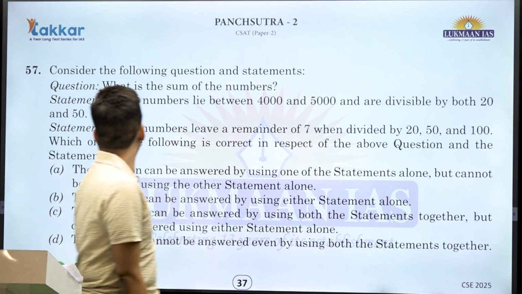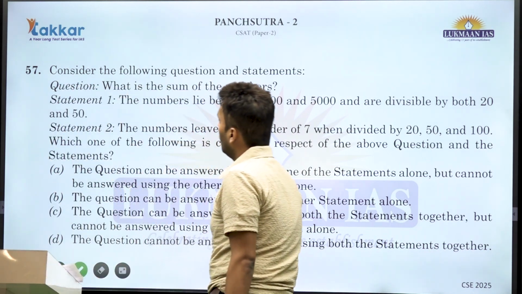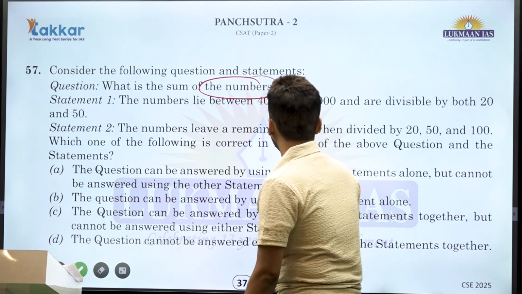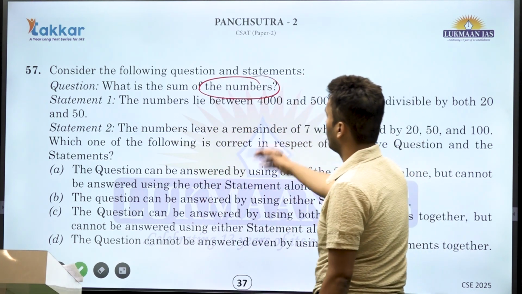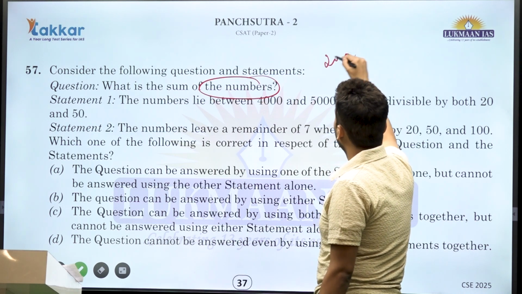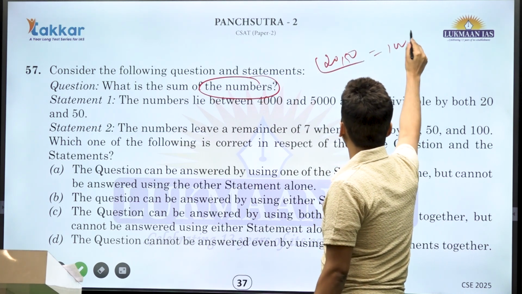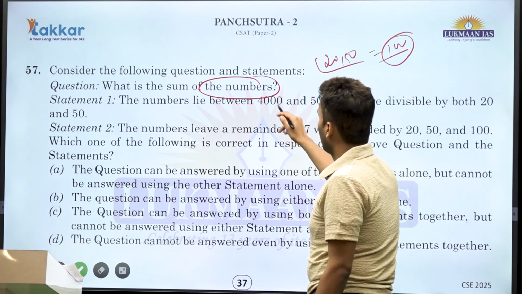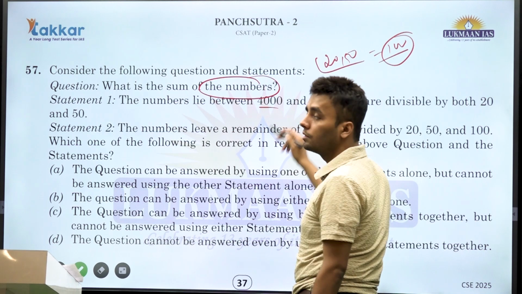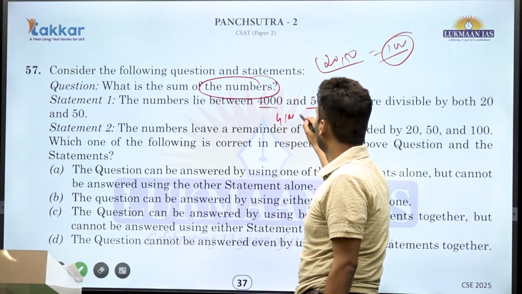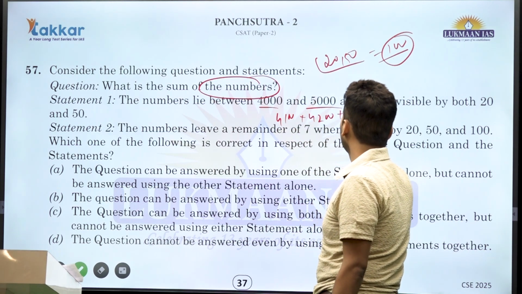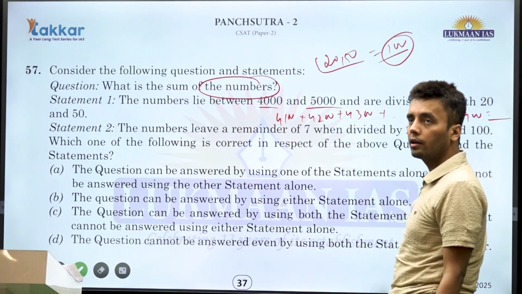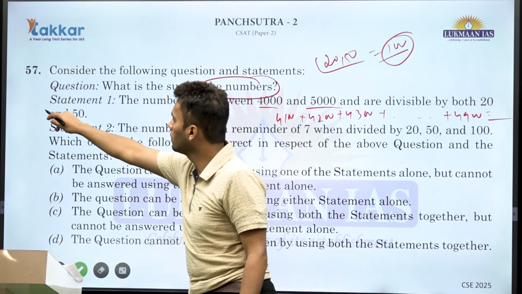57. Okay. What is the sum of the numbers? The numbers lie between 4000 and 5000 and are divisible by both 20 and 50. For 20 and 50, we get the LCM. How much? It is 100. So if the LCM is 100 and the numbers are between 4000 and 5000, we can simply find the sum: 4100, 4200, 4300 up to 4900. We can get the sum, so statement 1 is enough.